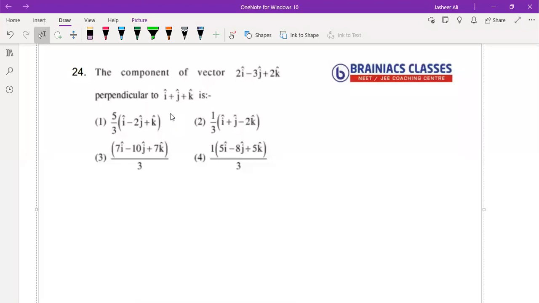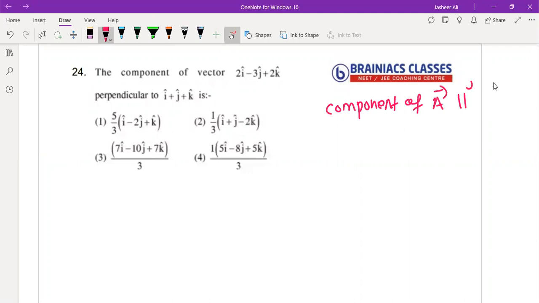Question number 24. Component of the vector 2i minus 3j plus 2k perpendicular to i plus j plus k. There are two concepts that I am going to tell you. I will write some general formula, a general equation. These general equations you want to know. For example, say I am saying component of A parallel to B. If such questions come, the formula to find this is vector A.